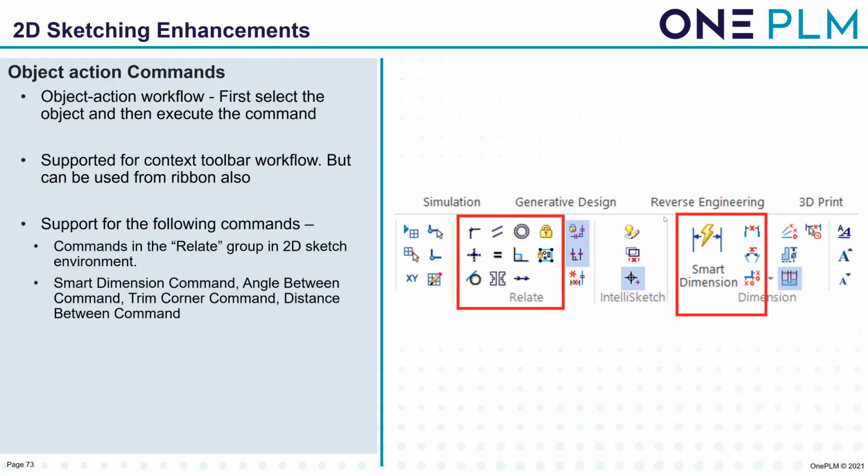Other 2D sketching enhancements. Object action commands. Previously we've had to click on a command such as horizontal or vertical and then click on the line. Now we can highlight the line and click on any command, so we can select the object first. This works for most relationships and dimensions as well. So really useful for speeding up our 2D sketching.